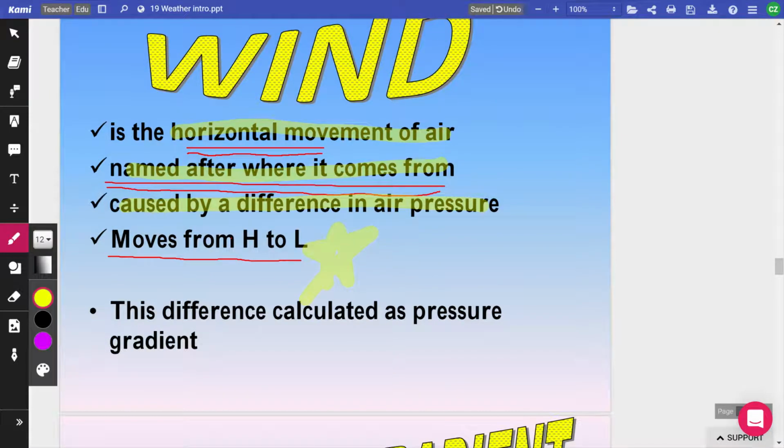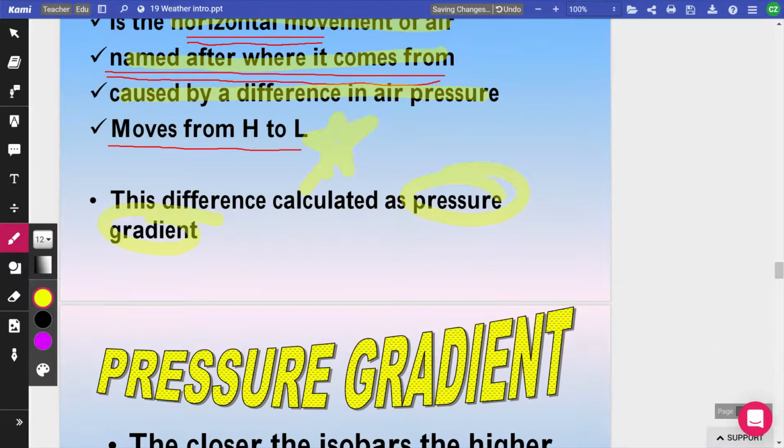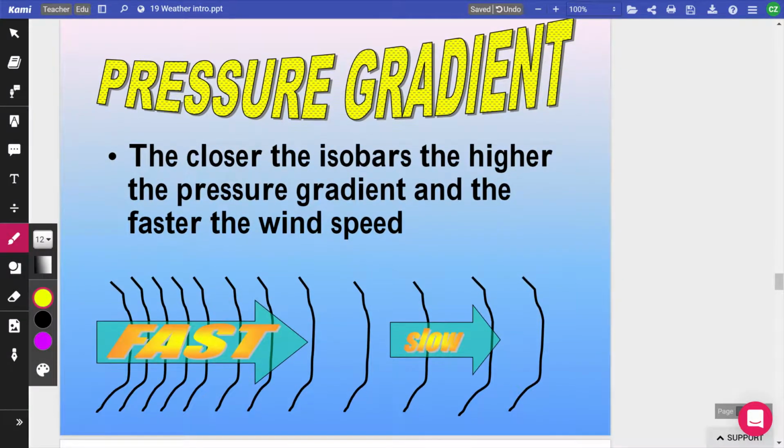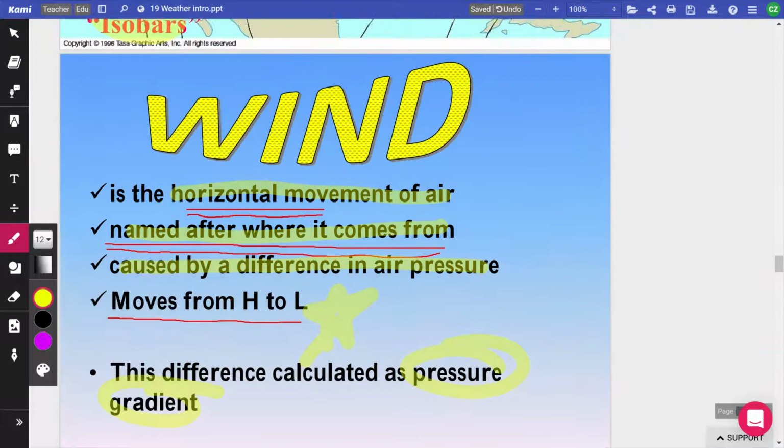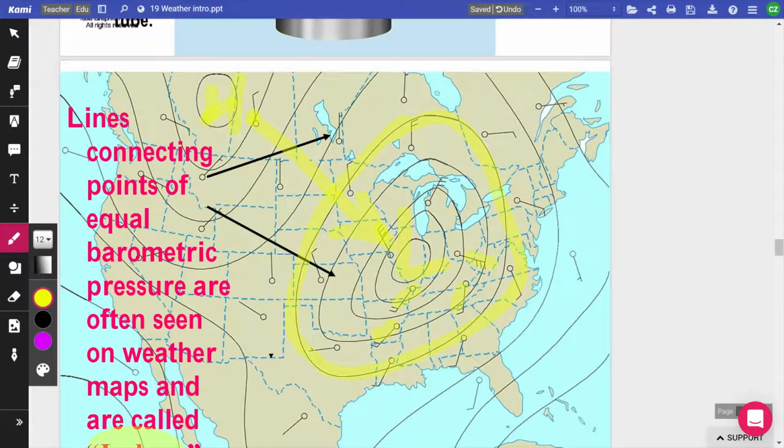We can calculate the difference in pressure and how much wind we're getting by doing a pressure gradient. Same thing as doing a gradient equation, but now we're just going to use pressure numbers. So what does that tell us? Well, the closer the isobars are, the higher the pressure gradient. So the closer they are, the faster wind moves. And the further apart they are, the slower wind moves. Back to our map. And sure enough, what do I see here? Well, I see some areas where we have high winds and some areas where you have almost no wind, or really no wind at all.